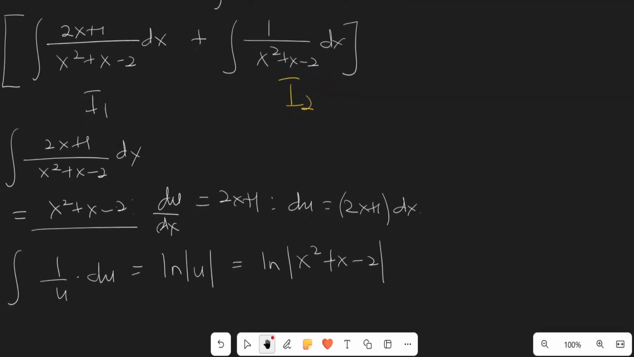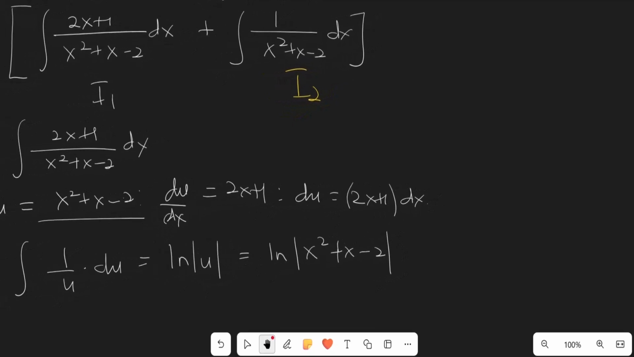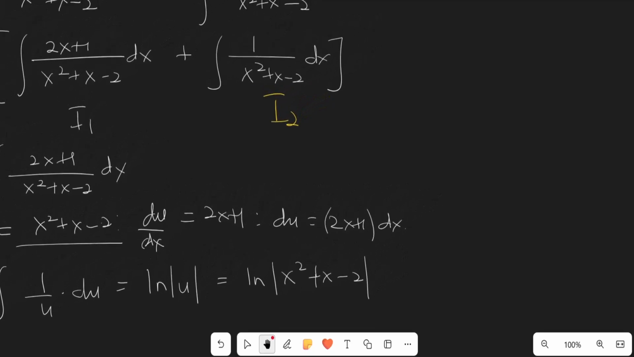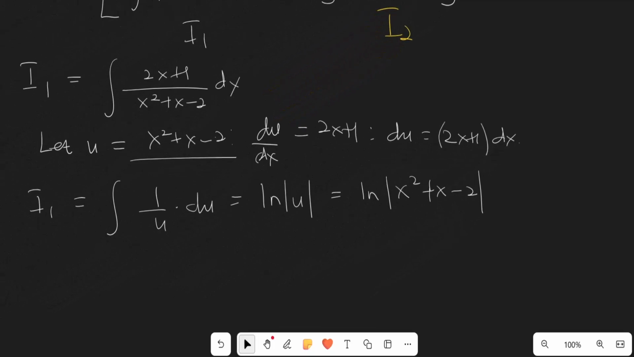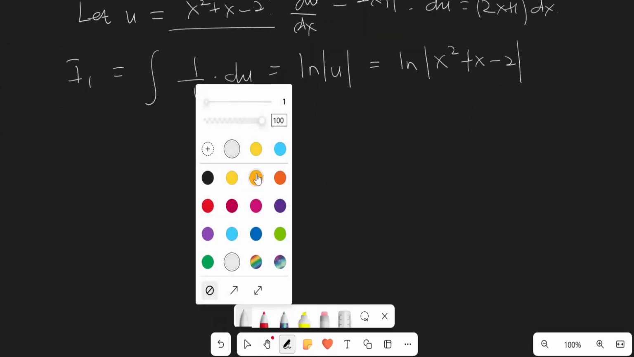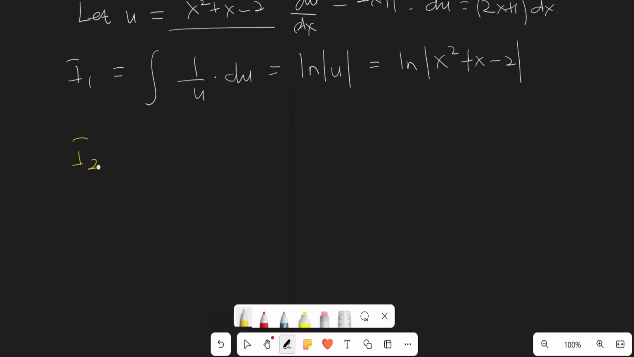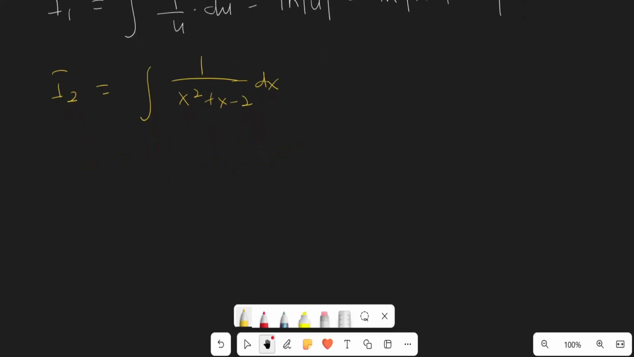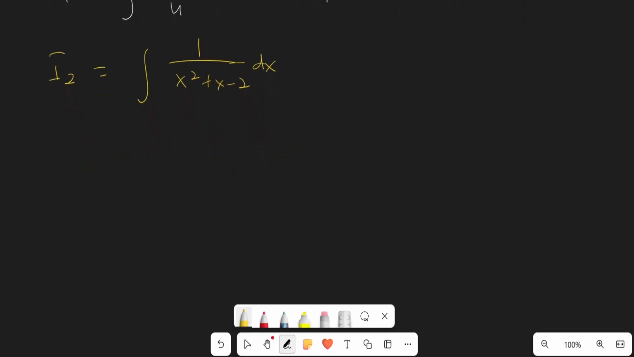Now the second one, that is where we have to do the work. So the second integral is the integral of 1 all over that. Let's do that in yellow. So I2 is equal to the integral of 1 over x squared plus x minus 2 dx. This one we have to complete the square.